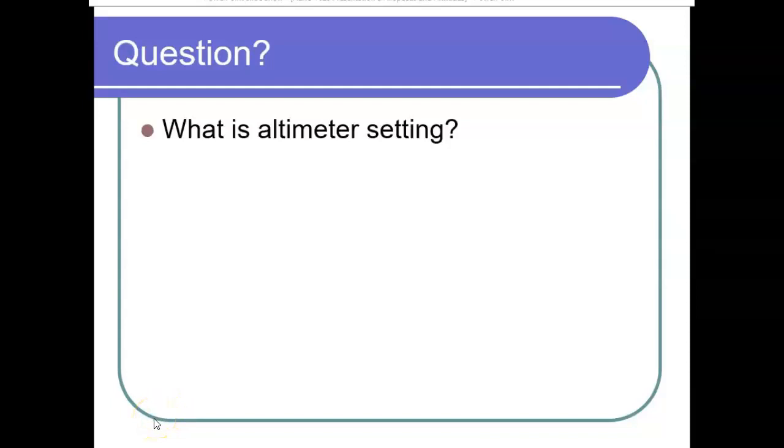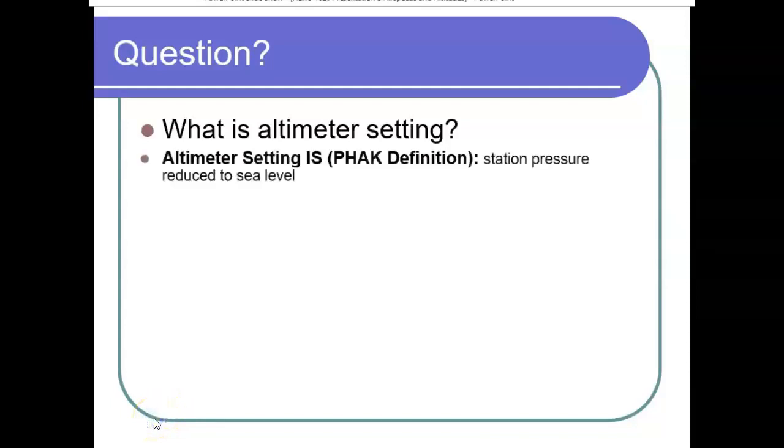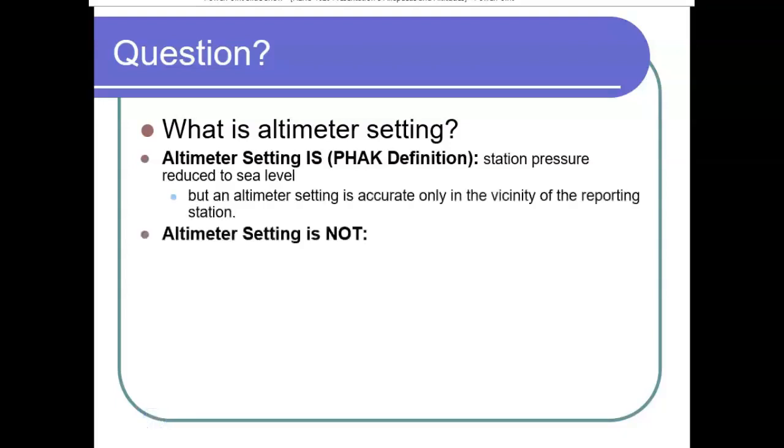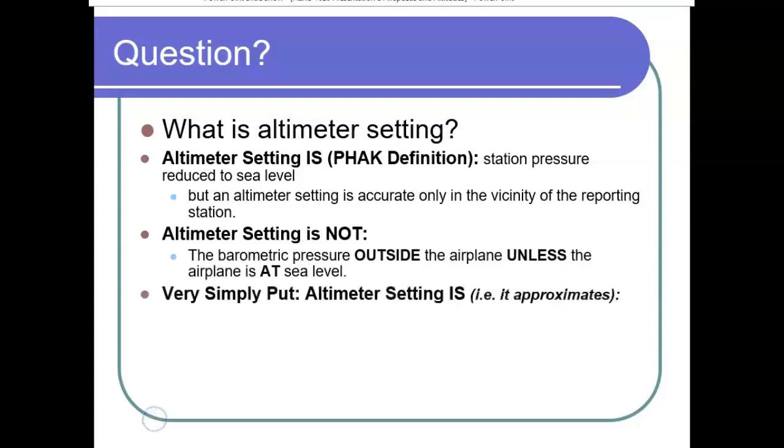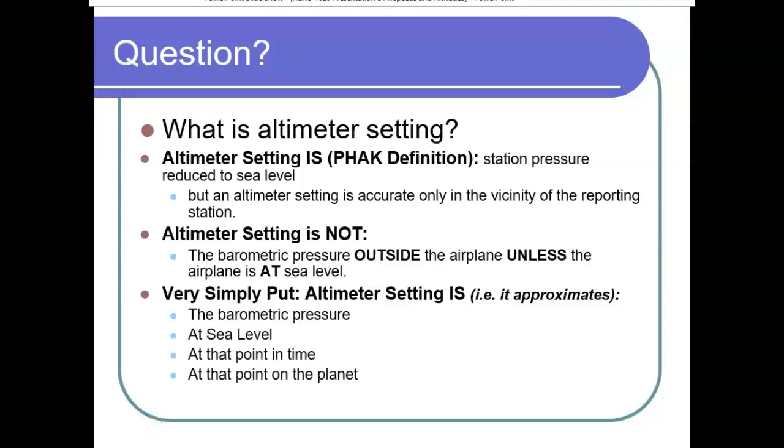So what is the altimeter setting? Well, the Pilot's Handbook of Aeronautical Knowledge defines altimeter setting as the station pressure reduced to sea level. But remember, the altimeter setting is only accurate in the vicinity of the reporting station. The altimeter setting is not the pressure outside the airplane, unless the airplane is at sea level. And very simply, altimeter setting approximates the barometric pressure at sea level at that point in time, at that place on the planet.